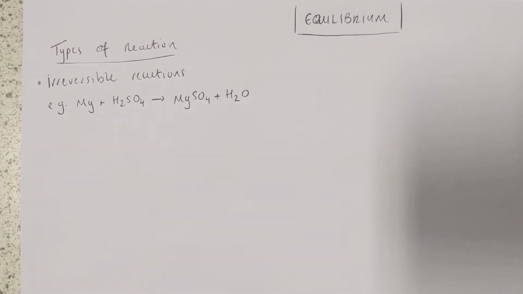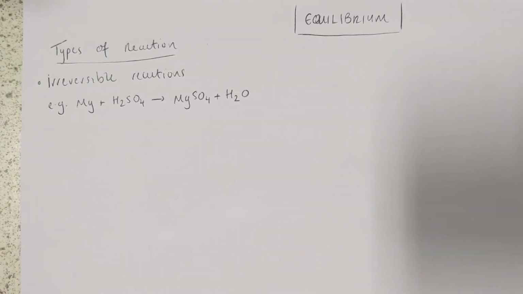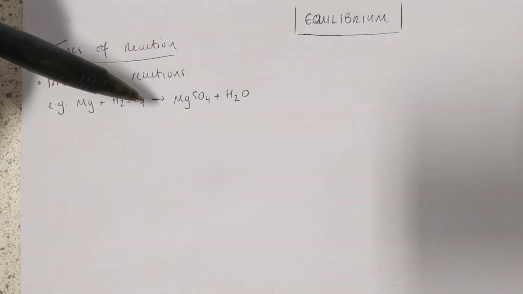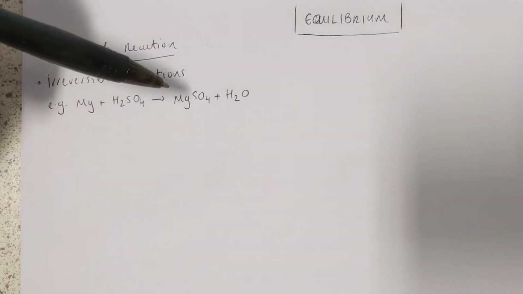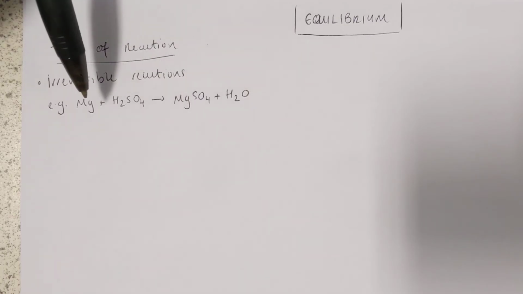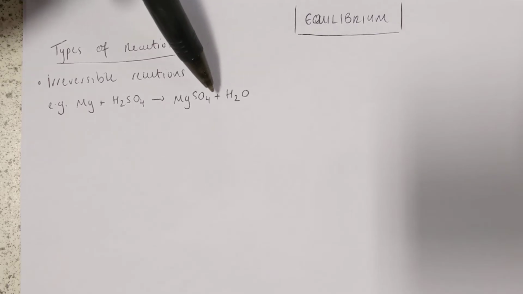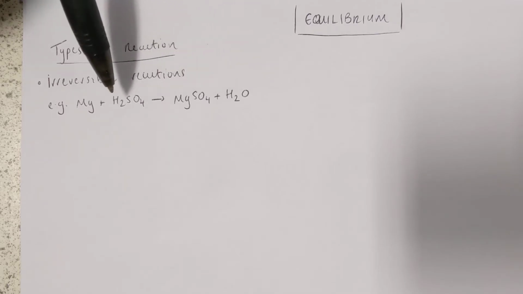The vast majority of them, in terms of what you come across in GCSE, are known as irreversible reactions. This is an example of an irreversible reaction. You've got magnesium with sulfuric acid forming magnesium sulfate plus water. The key thing that makes this an irreversible reaction is this bit in the middle. This arrow goes from the left to the right and doesn't go right back to left. In other words, once these two products are formed from the reactants, it's very difficult and sometimes impossible to get those products to go back to the reactants.